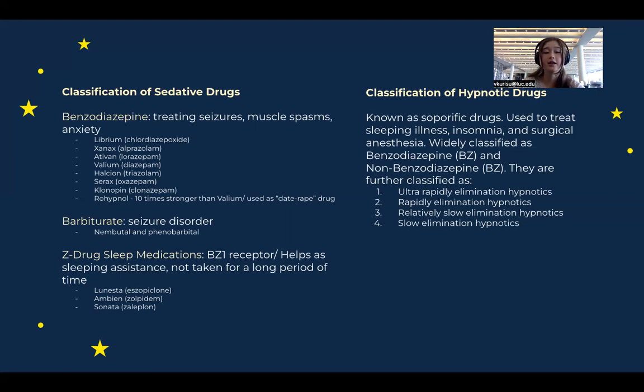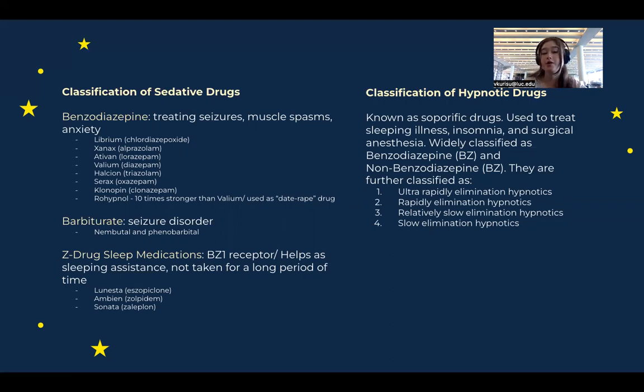And interestingly and sadly, Rohypnol is 10 times stronger than Valium, and it is sometimes used as a date-rape drug just because it gives a sedative effect. So when people give it to someone, say in a club, they won't be as aware. So it's important for everyone to be cognizant when they're out, be with a friend, and be careful of this particular drug and people who would want to harm them.